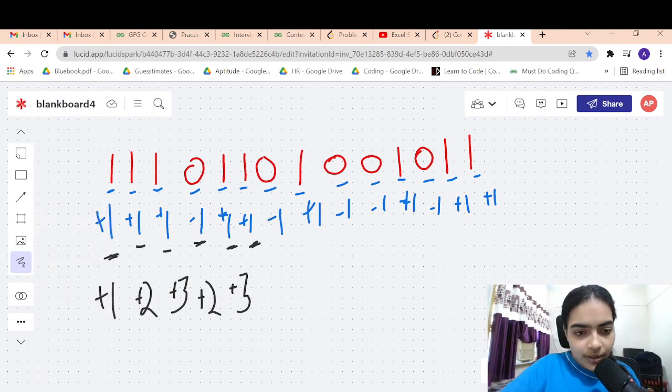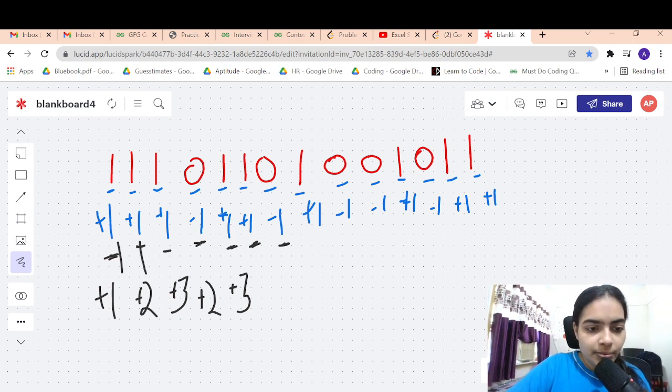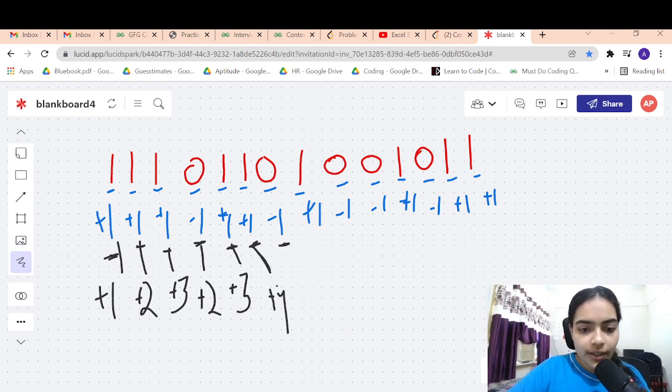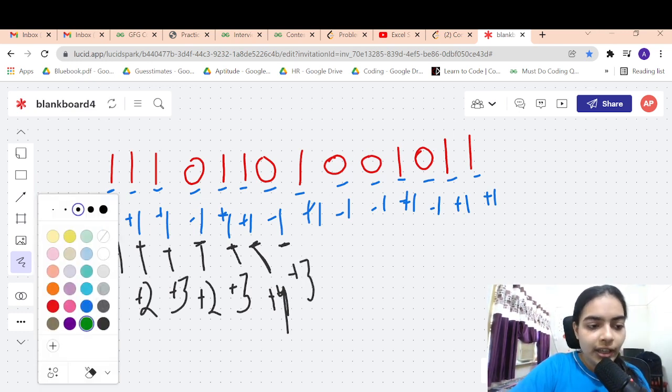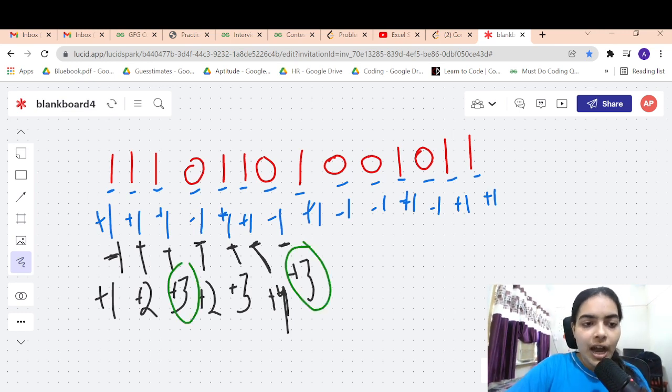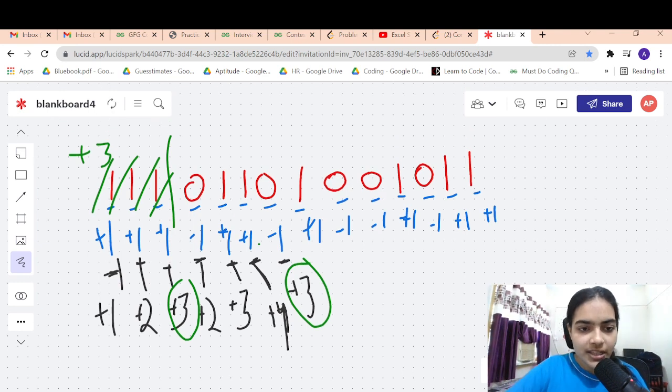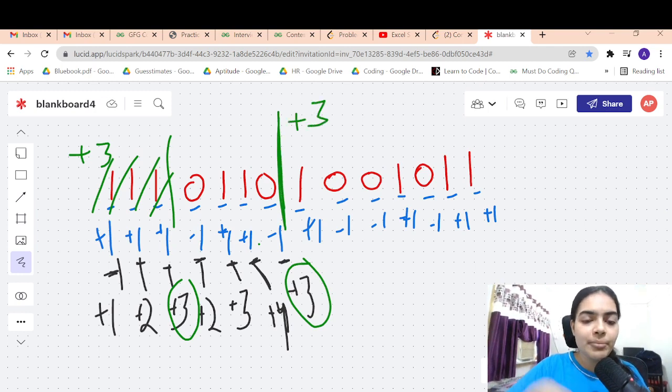So let me build again. Now we took this sum, 1 2 3 4 5 6. Let's build this sum. Now it's plus 4. Then if I take a minus 1, the sum again becomes plus 3. Let's note one more thing. Again the sum became plus 3. Up till this point the sum was plus 3, up till this point the sum was plus 3, up till this point also it was plus 3. But what happened again? After this point also the sum became plus 3.